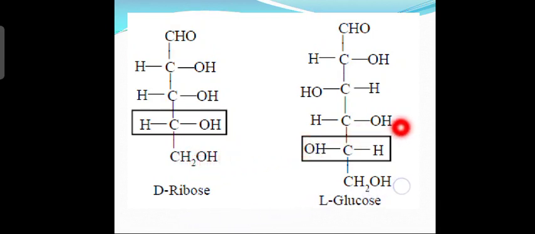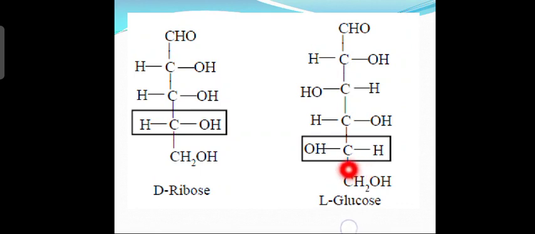Now, glucose, this is the structure of glucose. How many carbon atoms are there? 6 carbon atoms in the straight chain, right. The first carbon atom is the most oxidized carbon atom, that is the aldehyde group. The last one is the least oxidized, which is the CH2OH group.